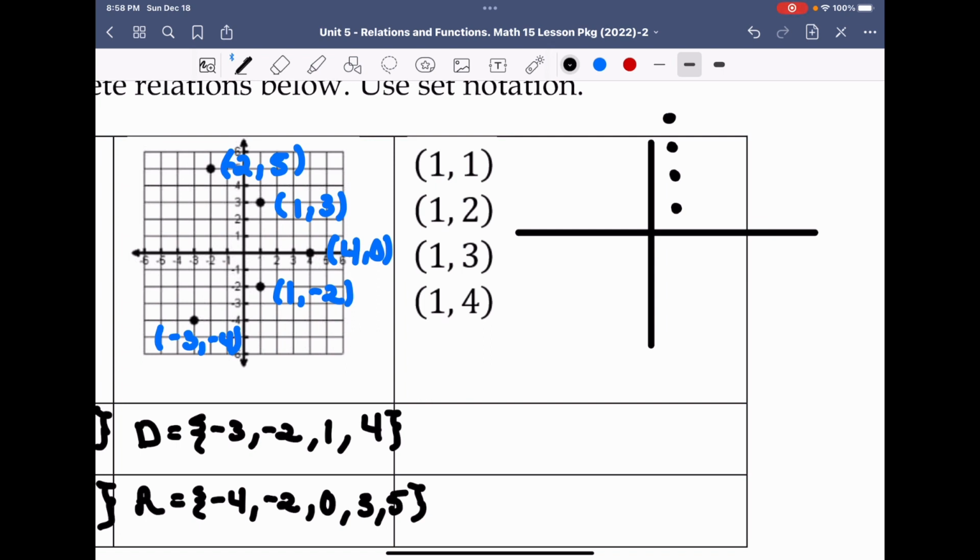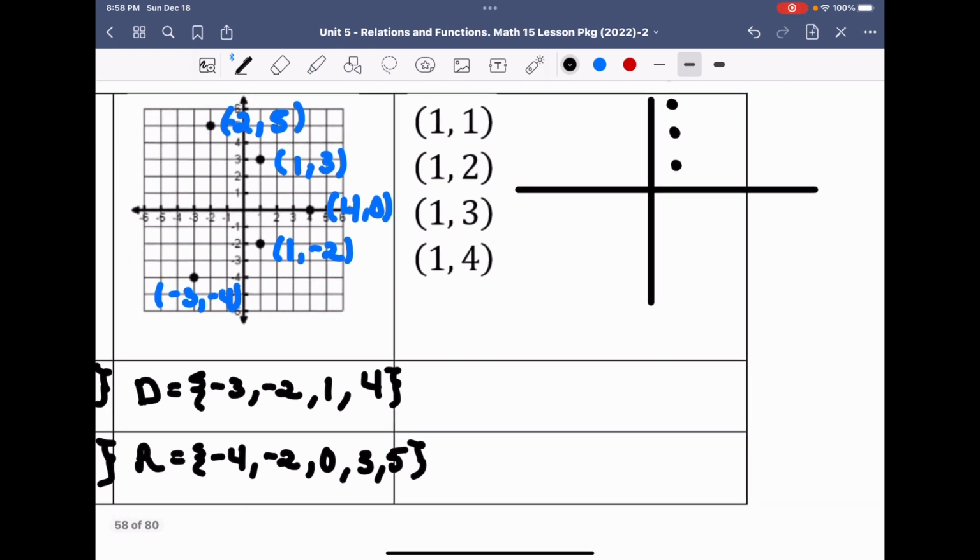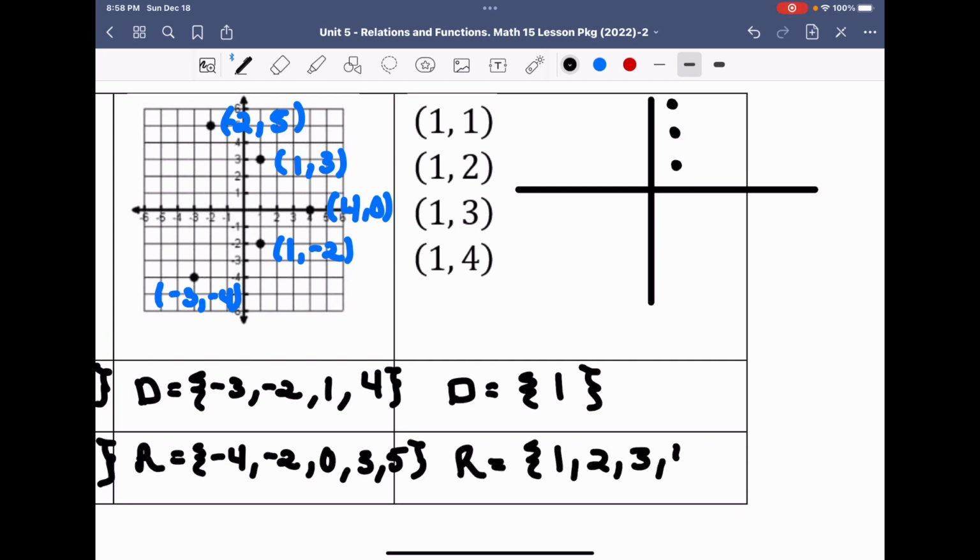So if this was describing a continuous data plot, and we drew a line through it, we'd be saying this is a vertical line with an undefined slope. But for this example, we just want to say that our domain, there's only one possible x value, and that is 1. And remember, we don't want to repeat it 4 times. We're just going to put it 1 time. Range is equal to, I'm going to go 1, 2, 3, 4, because that's all the possible y values in numeric order from least to greatest.